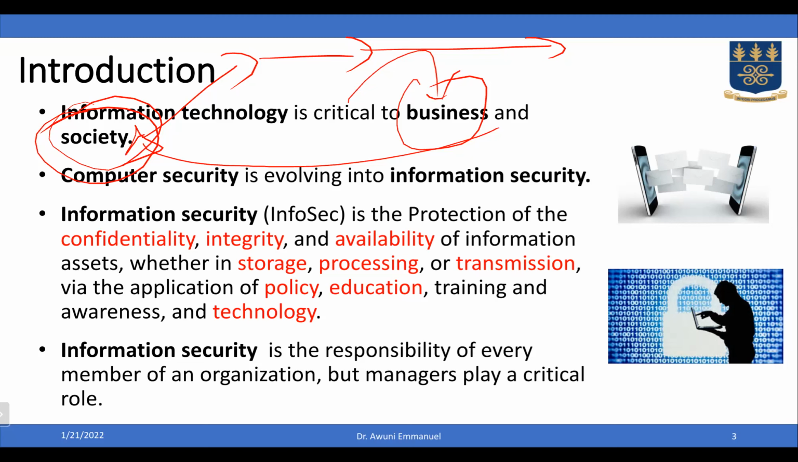Now, two decades ago or years back, the focus was on computer security, because at that time, computers were more valuable than even the information that is on the computer. So computers were much more expensive than the data and the information that is on the computer. So now, in the era of computational techniques, computer security has evolved into information security. Now the information has become more valuable and more expensive even than computers.